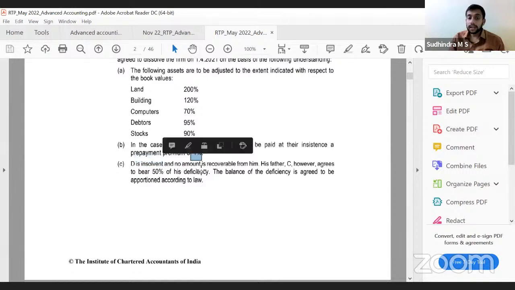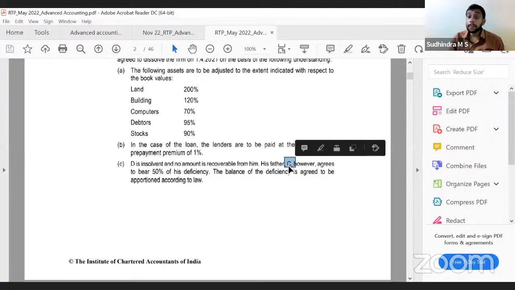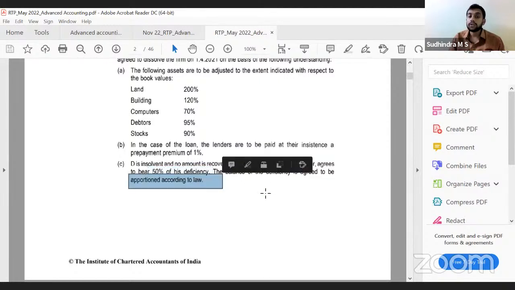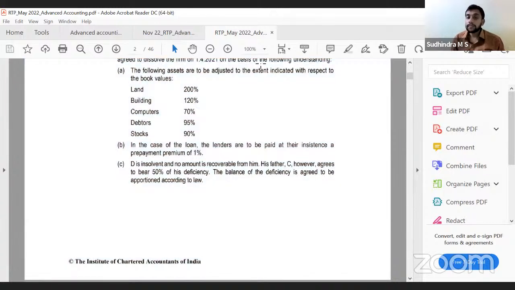D is insolvent and no amount is recoverable from him. His father C is also a partner here. Should not forget. His father C, however, agrees to bear 50% of his deficiency. Balance of the deficiency is to be apportioned according to law. What is law? Capital ratio. Capital ratio has to be followed. So out of the total deficiency of partner D, 50% would be contributed by partner C. Balance between partners A, B, and C in their capital ratio.